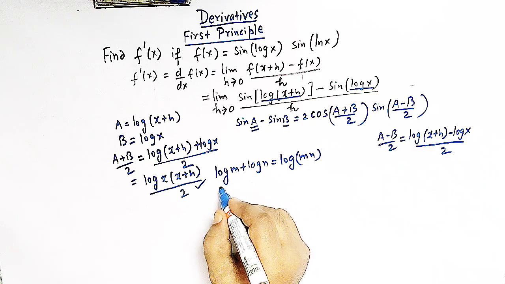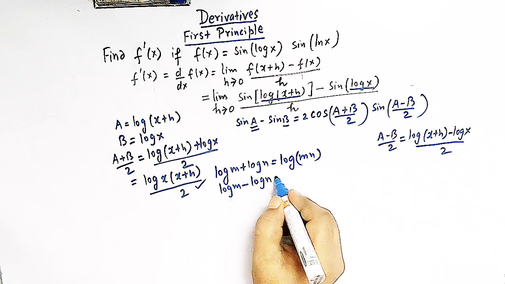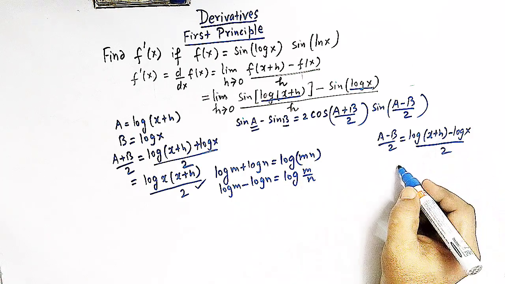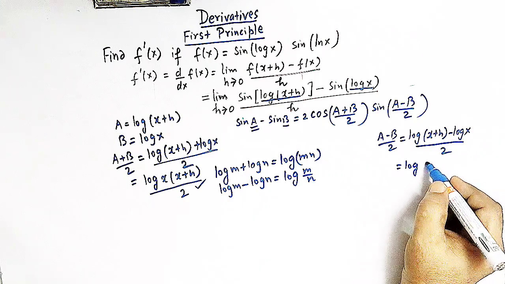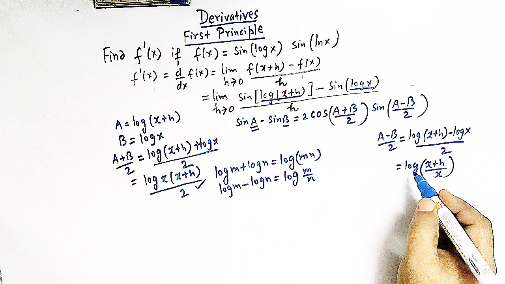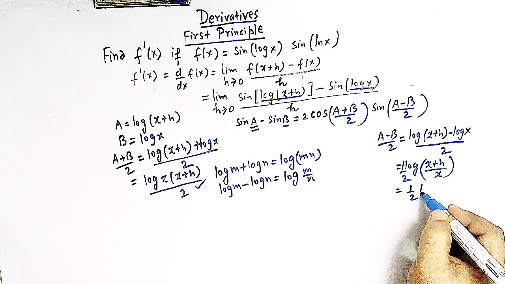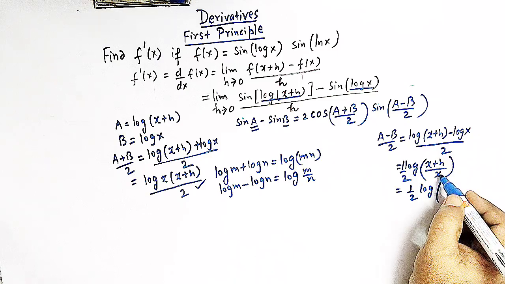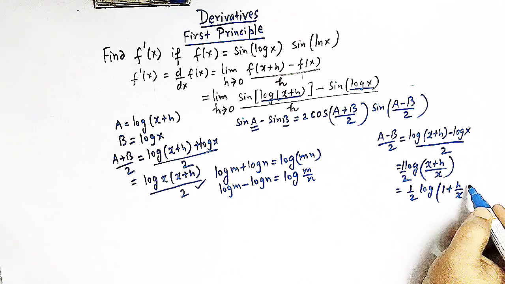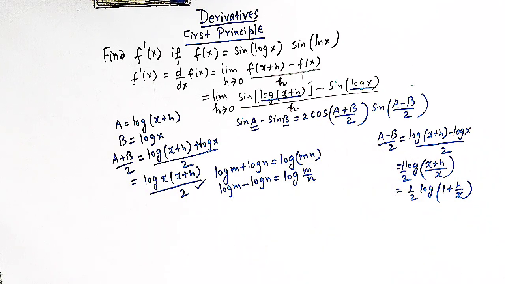Now here we can use this property of log, that is log m minus log n is given by log m over n. So here we have log of x plus h over x, right? And in the denominator we have half. So we can write half log, and we can distribute this x to x and h. So we have 1 plus h over x. So now we have a plus b over 2 and a minus b over 2.